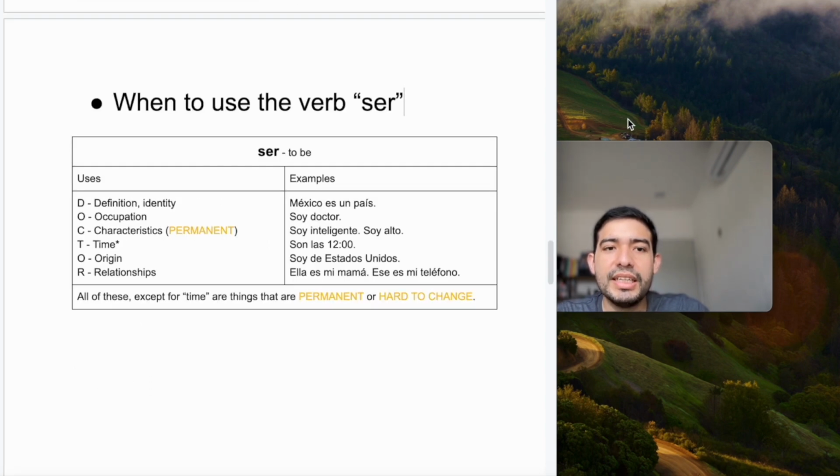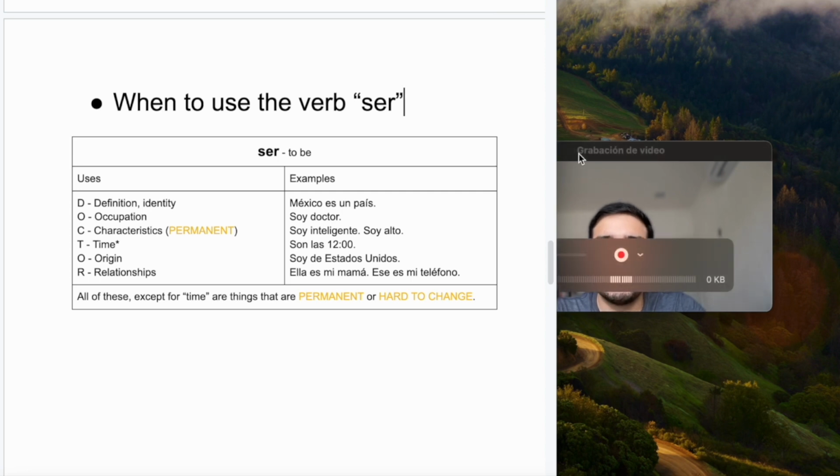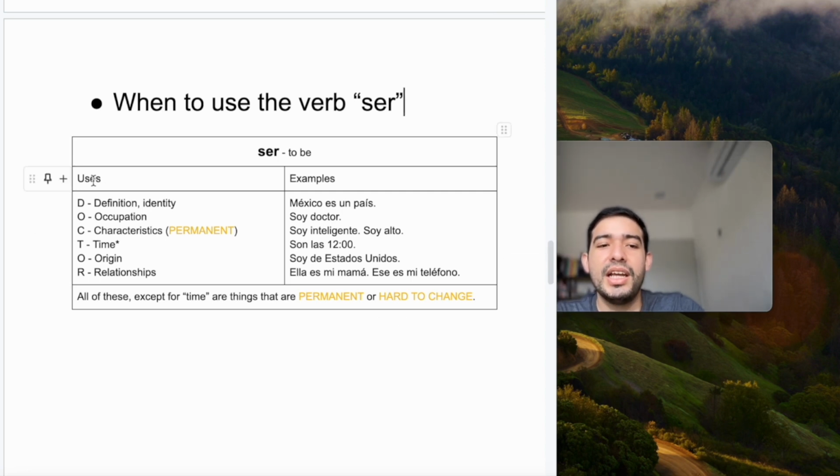The next topic is, when should we use the verb ser? What are the uses of ser? Now, as I told you, ser means to be, but we use it for permanent things, permanent or hard to change. Of course, there are exceptions, but just remember that because it will help you a lot, right? For this, we have an acronym, which is doctor. The D stands for definition or identity. For example, México es un país. Mexico is a country. Es un país.